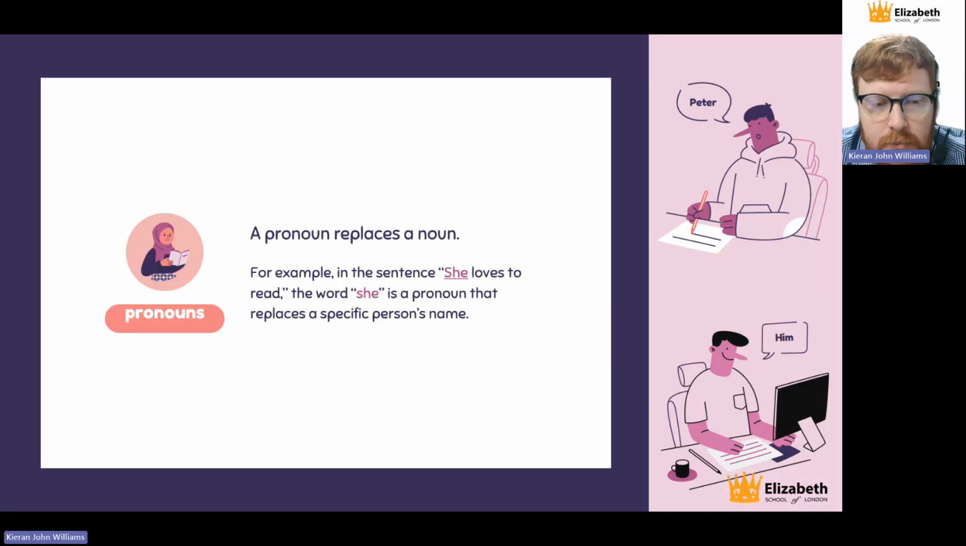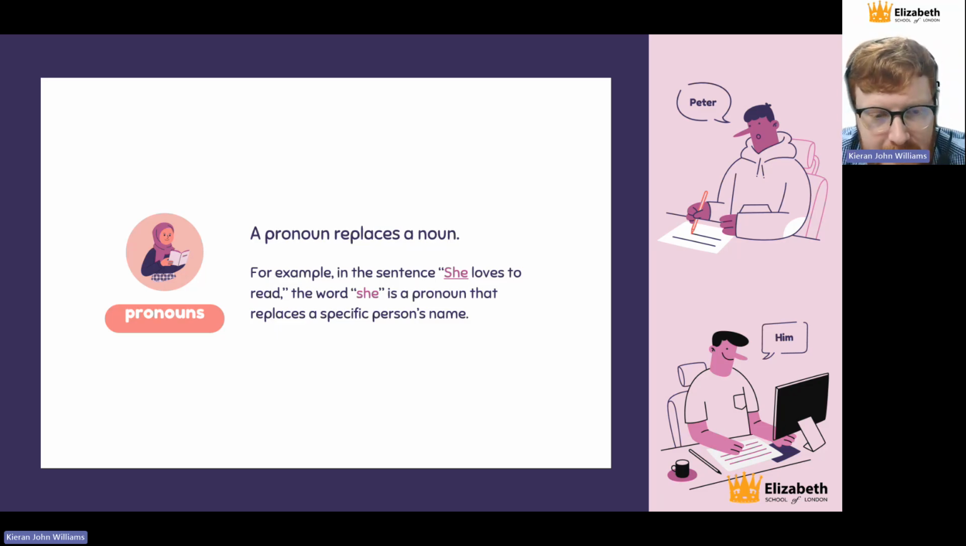Now let's move on to pronouns. So pronouns are very similar to nouns. You can even imagine them as a type of noun themselves, but a pronoun is what replaces a noun. Okay. So maybe that needs a bit more explanation. So let's look at an example to help us.